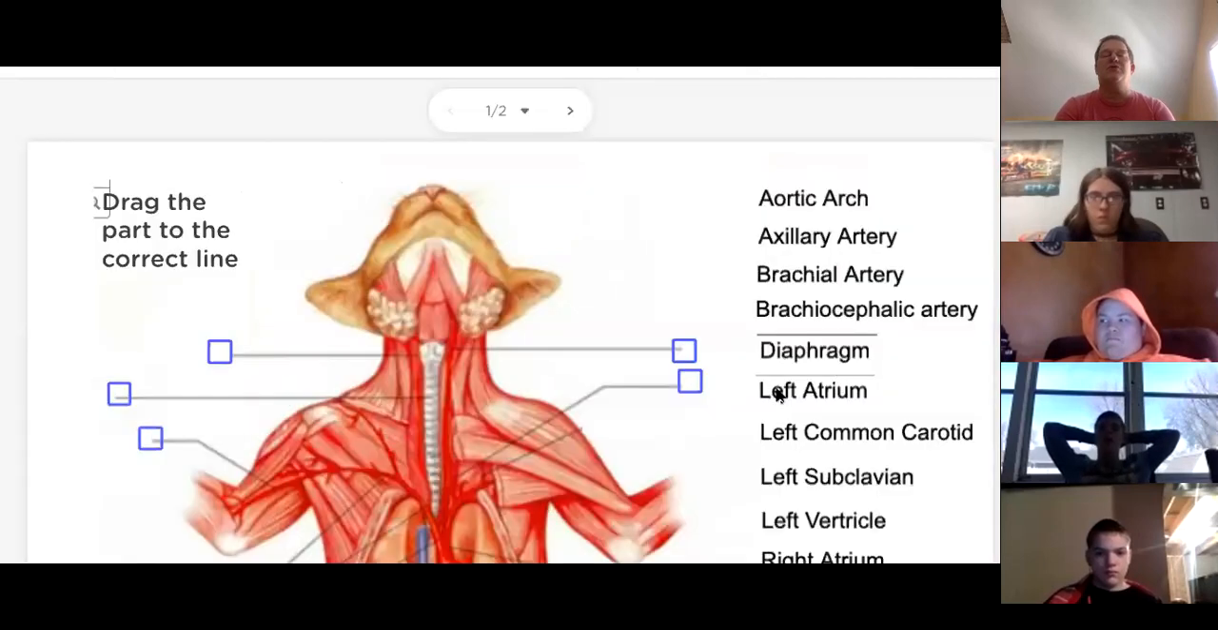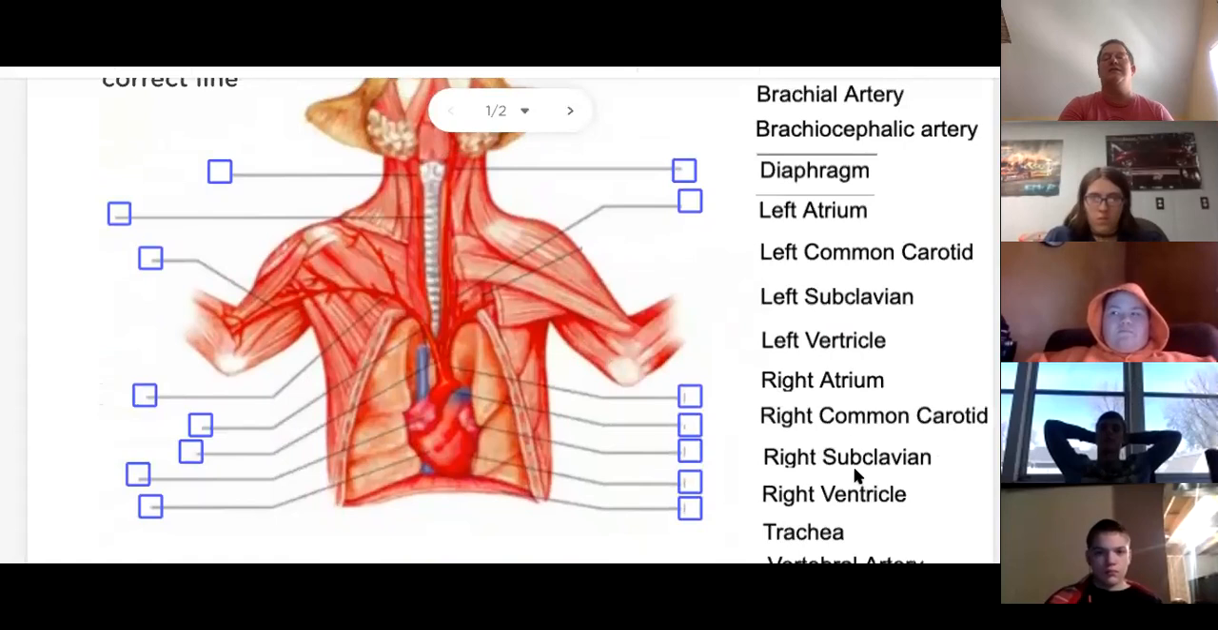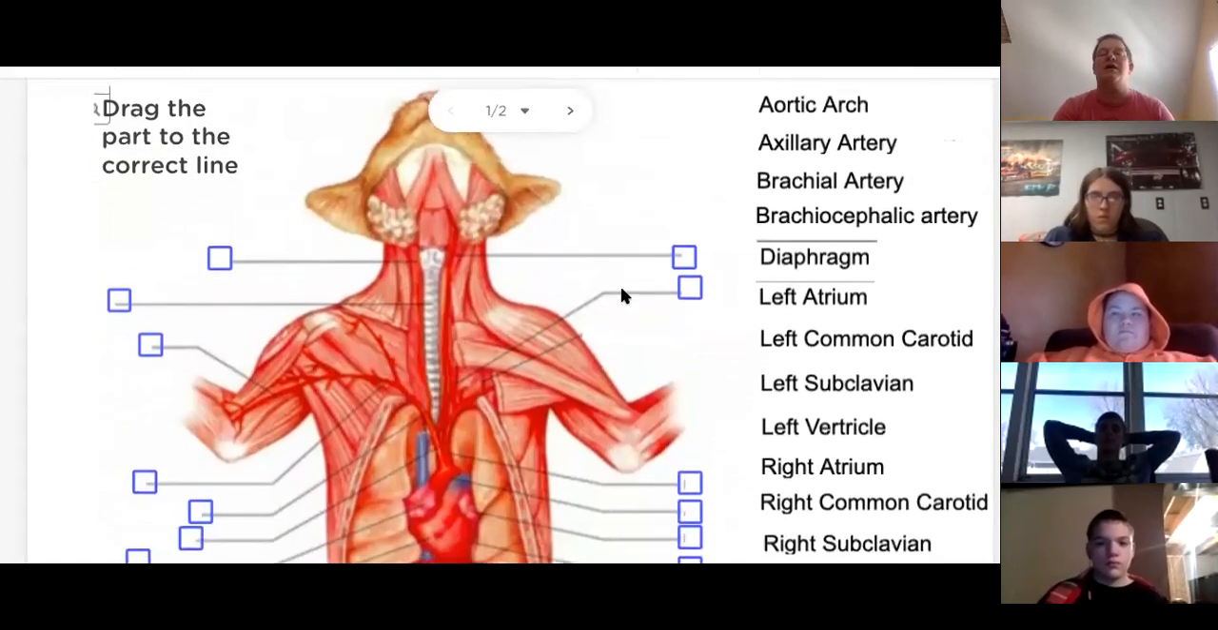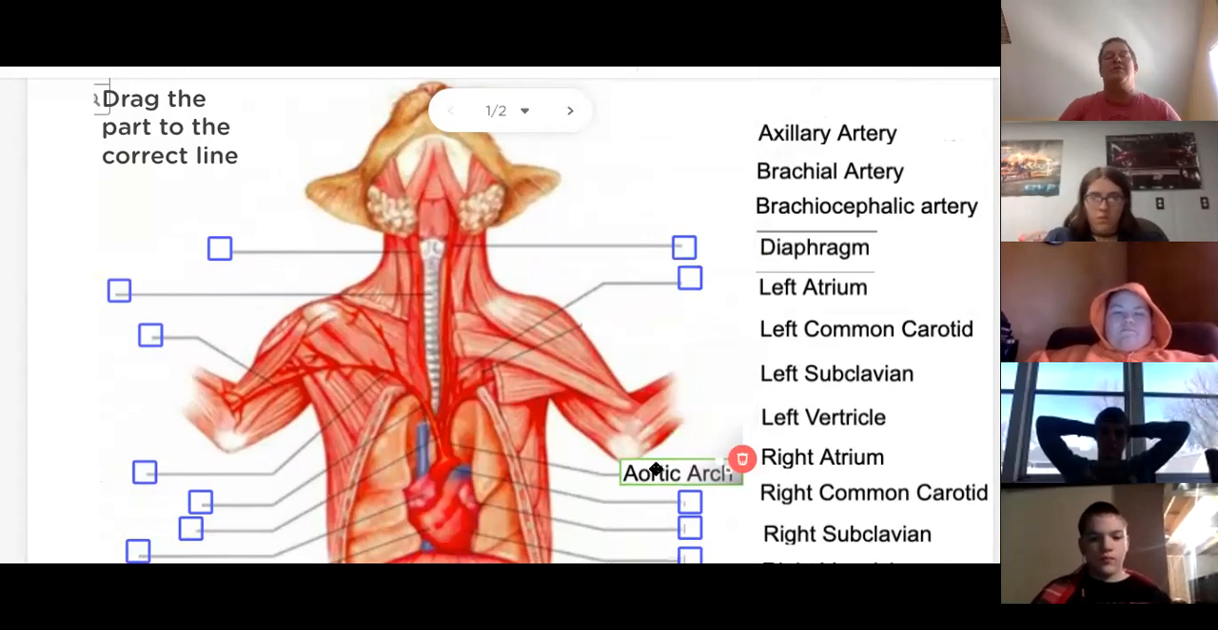When you're doing this, please look it up. Don't just guess and drag the part to the correct line. Like the aortic arch is this big thing coming here, so just drag that to that one. At least you should get that one right. But look things up, because it's half of your lab grade.